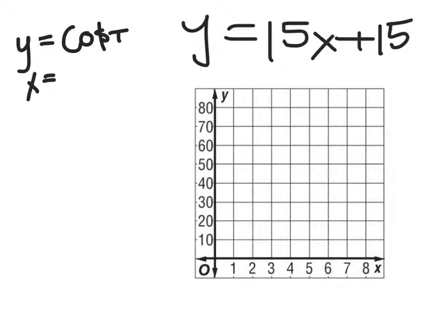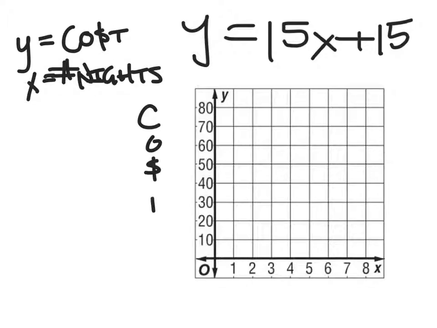And the x value, can someone tell us what that represents? The number of nights. Yeah, number of nights. Very good. So now that we have that, we should be able to label this. The y is the cost, and the x is the number of nights.